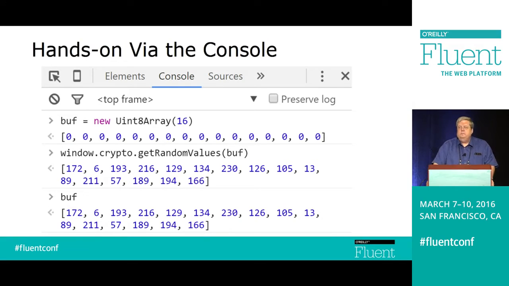Okay, so you create this new array. It's not a JavaScript array. It's something called a typed array that's relatively new to JavaScript. Once you get that buffer, you can then pass it to window.crypto.getRandomValues. That is going to fill the buffer in with random data and return the random data, the buffer itself. So you can see the return value and the buffer you passed have both been filled in.